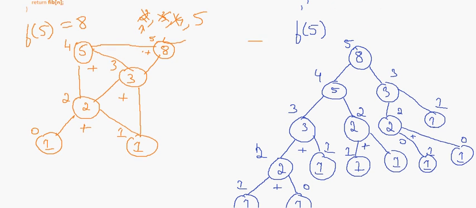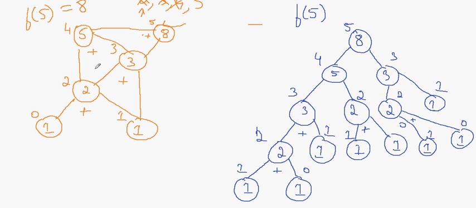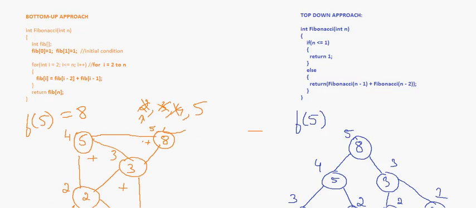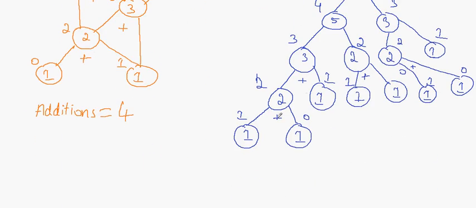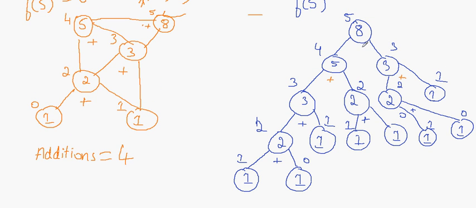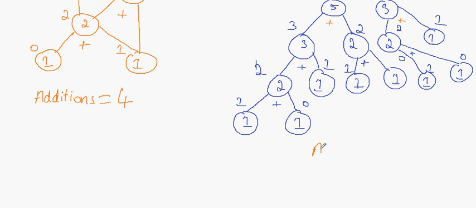So if we calculate the number of additions we did using the bottom up approach, it's 1, 2, 3, 4. So number of additions with bottom up approach is 4. And then in top down approach we had 1, 2, 3, 4, 5, 6 and 7. So number of additions performed in top down approach is 7.